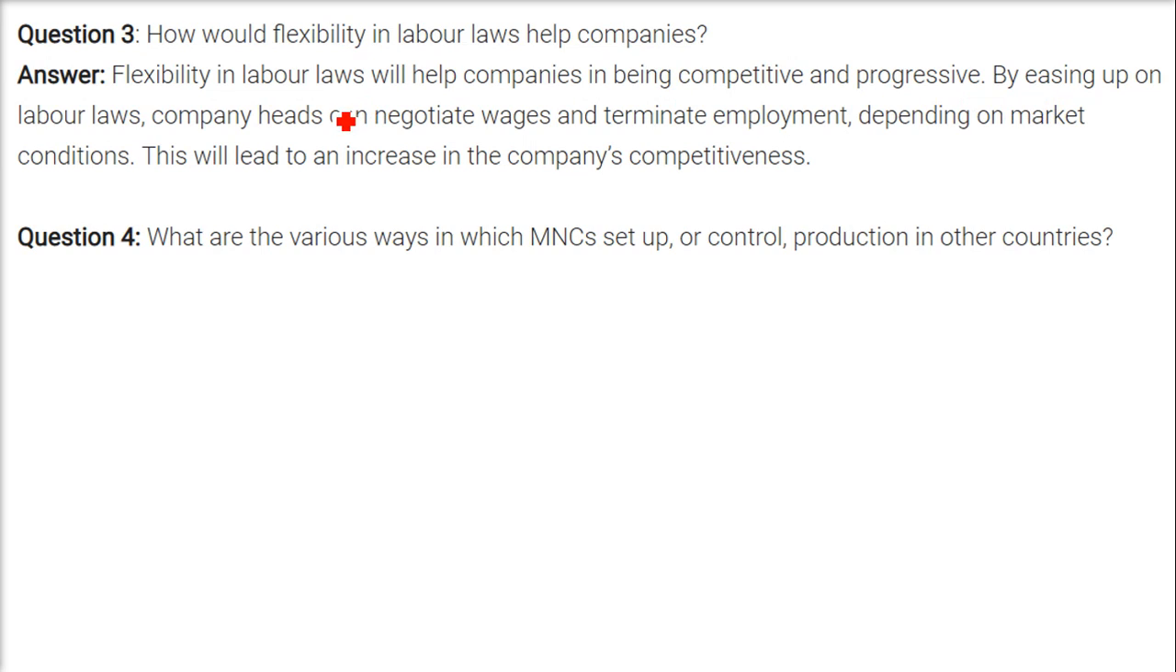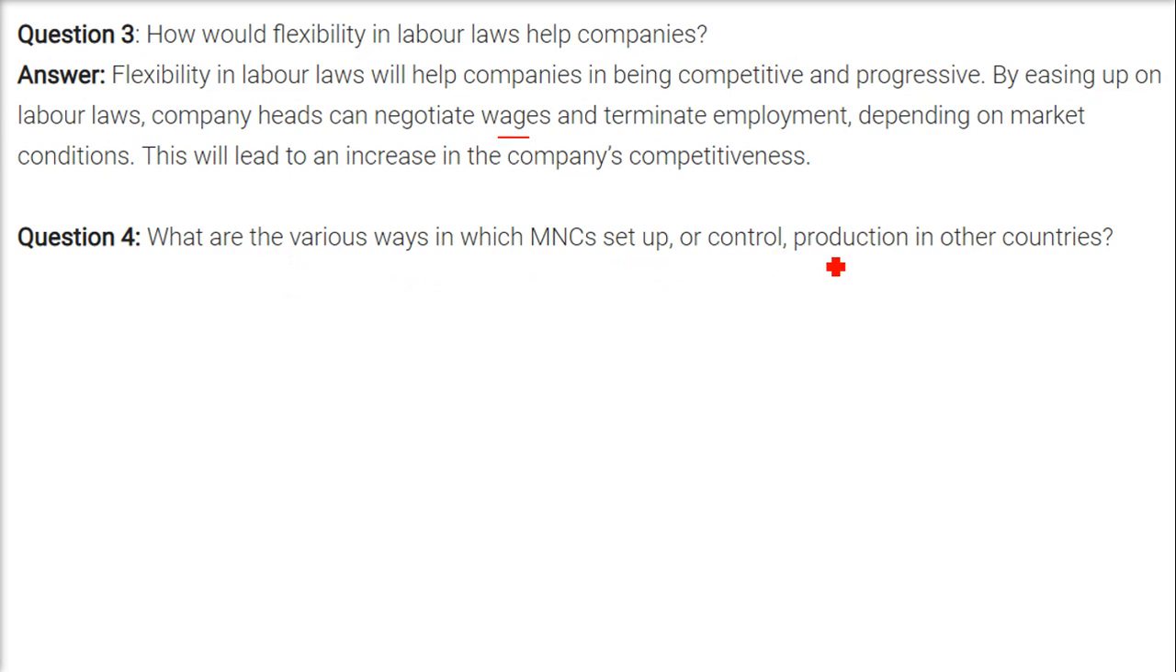If we ease up or loosen up on labor laws, company heads can negotiate wages and they can also terminate employment depending on the market condition. That is, if the market condition is not good and there is a slowdown, then they can terminate the employment. And this will lead to an increase in companies' competitiveness in the market.